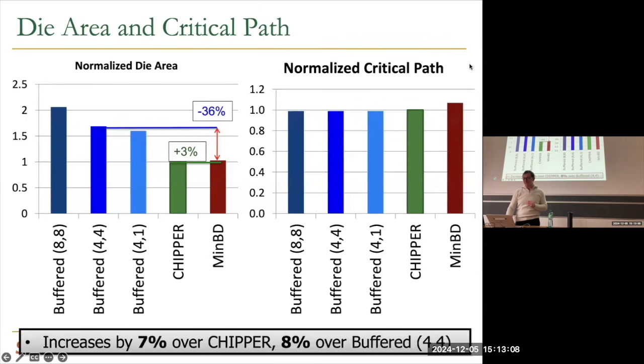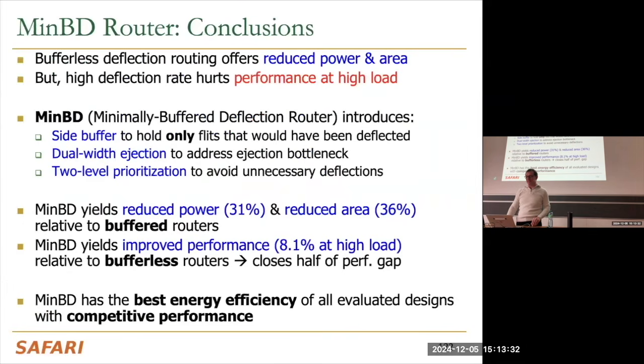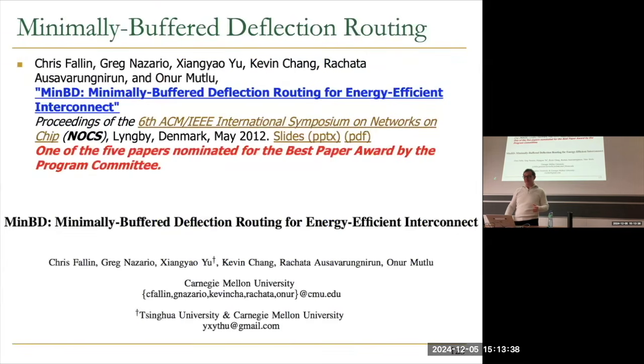Critical path increases, but I think we could optimize that better. The critical path increases because you are adding the stall with ejection and also the side buffer, right? You need to consider new things to be both ejected as well as injected into the pipeline. Any questions? Now we got into the guts of router design a little bit more. Okay, so that's the paper.